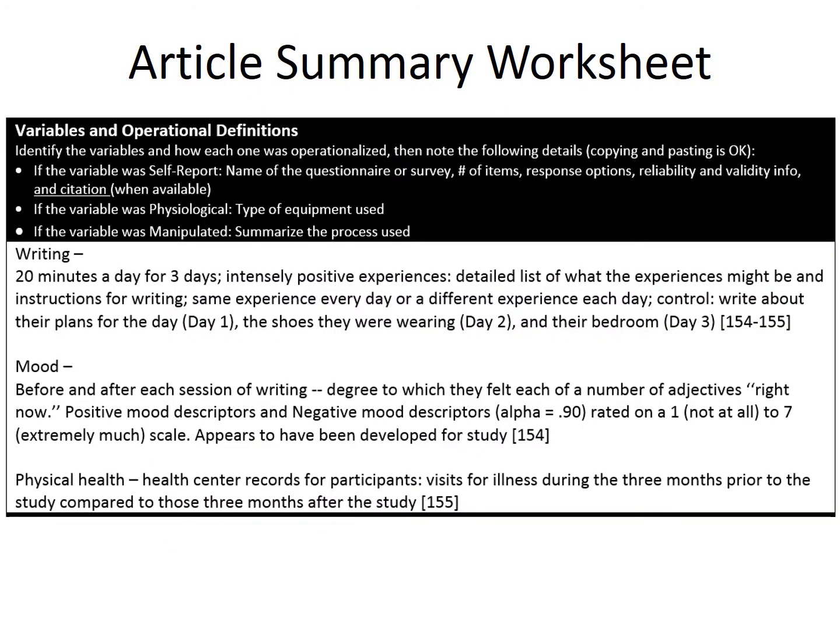Now, back to the regularly scheduled program. Your notes on the article summary template should include at least the information included in the example in this slide. Note that this article used a mood measure that appeared to be developed for this study, so there wasn't a citation. The information about the alpha is the reliability and validity information. If you haven't already done so, make sure to add your notes to the corresponding sections of the article summary template before moving on.